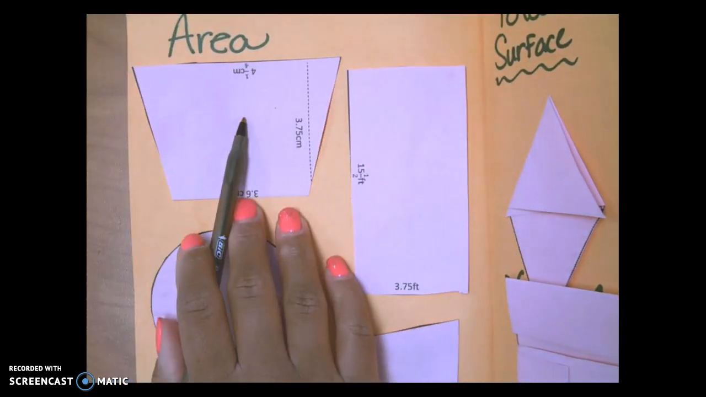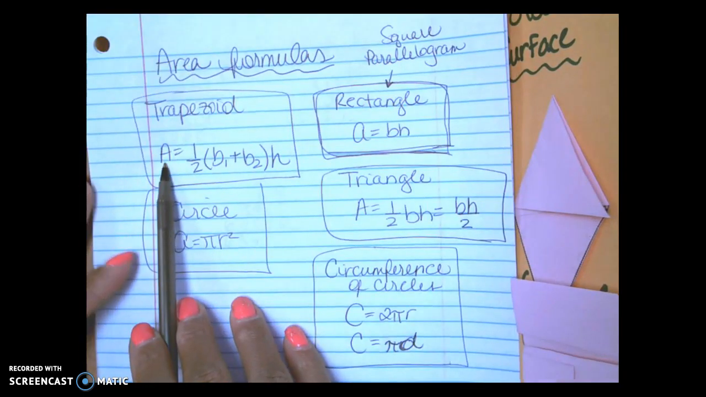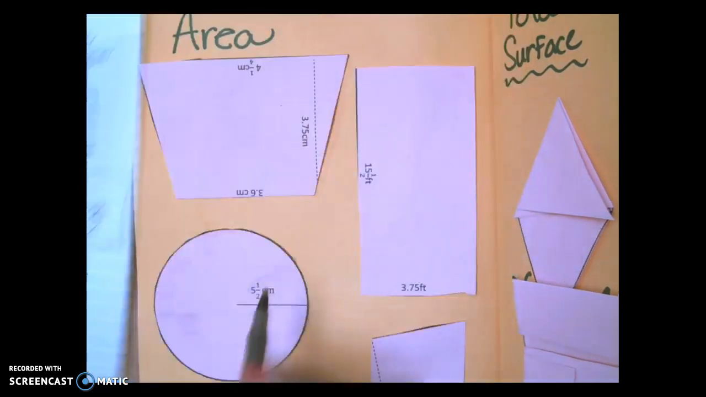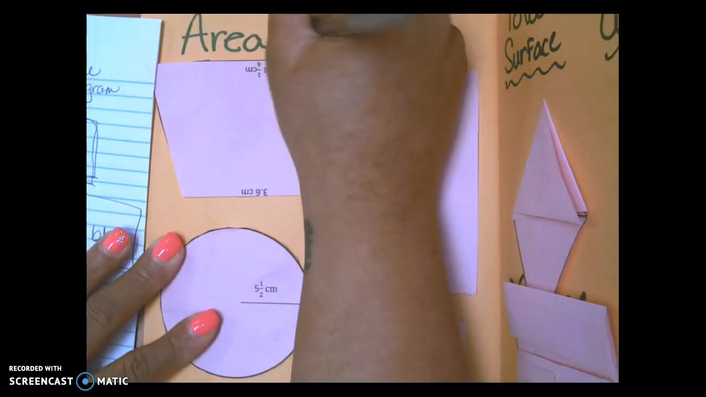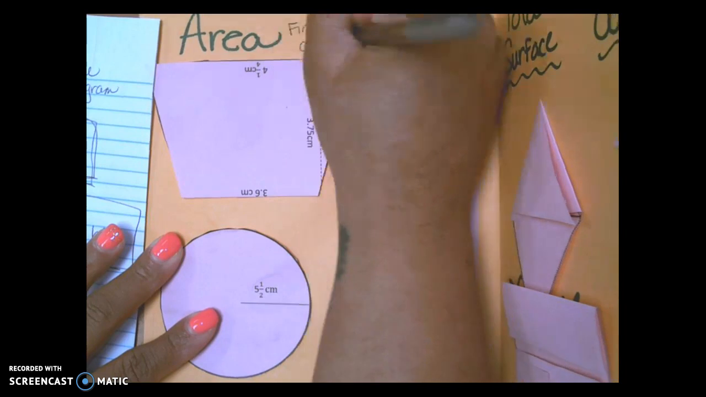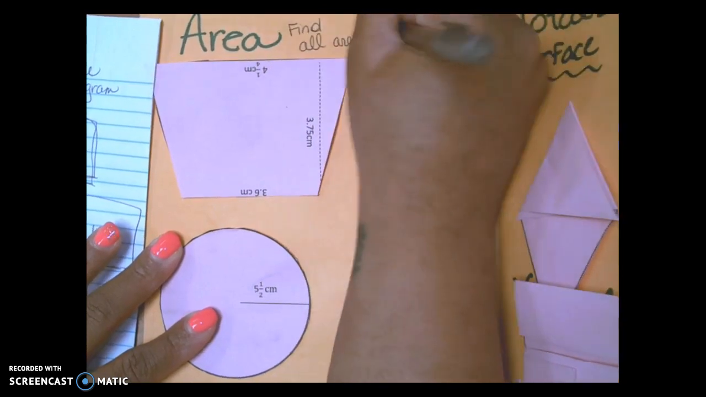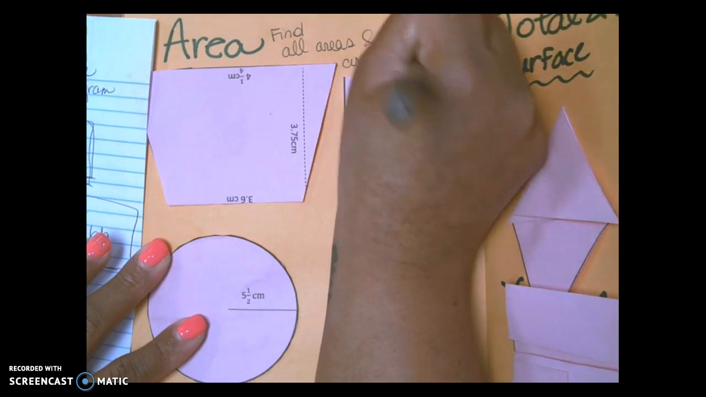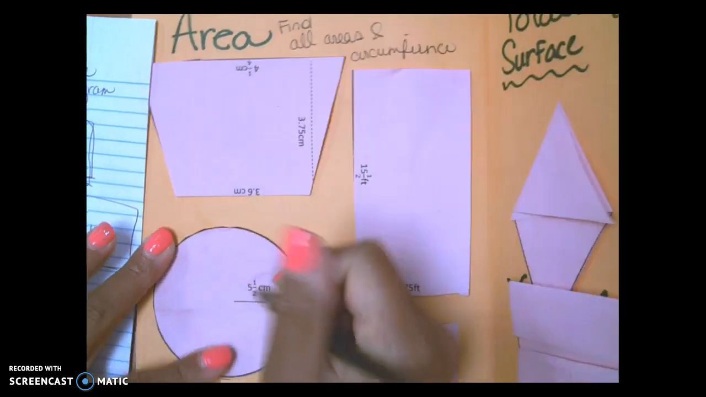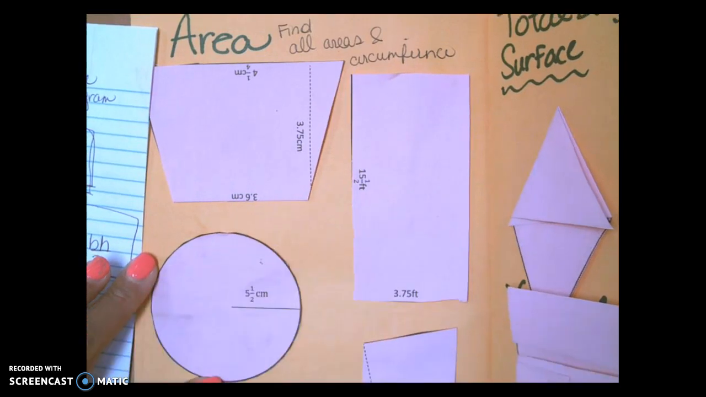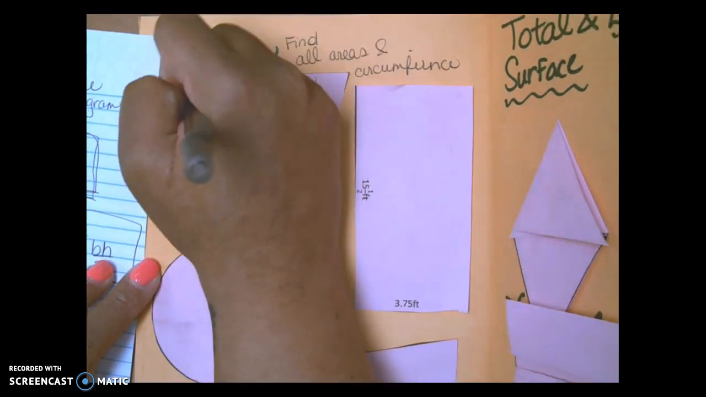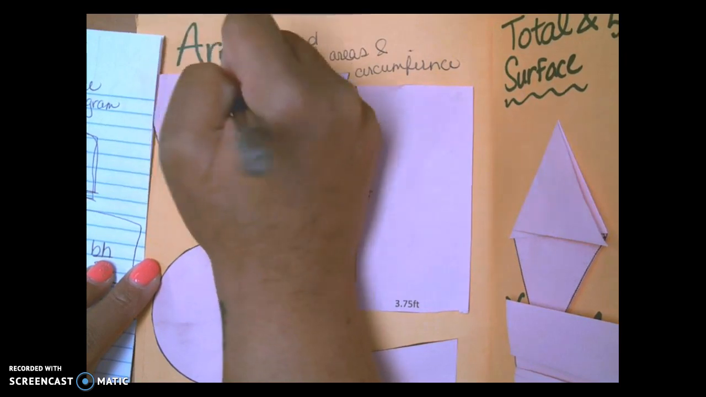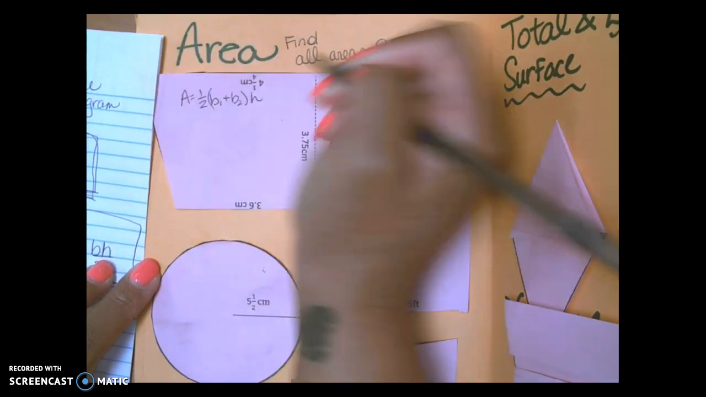Starting with the trapezoid. My formula for trapezoid is area equals 1/2 base 1 plus base 2 times the height. I need to find the area and the circumference of the circle. So I've got to do two things for the circle. A equals 1/2 base 1 plus base 2 times the height.